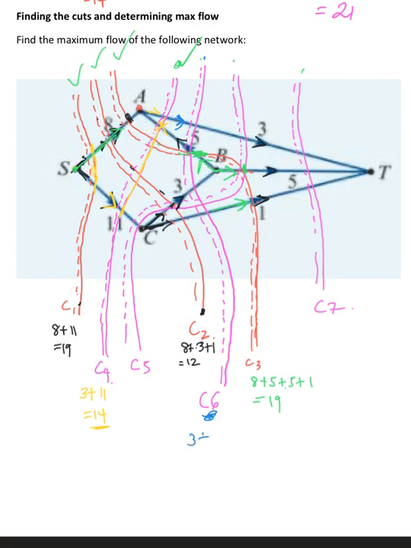So 3 plus. Again, it cuts through B to A. So B to A is going this way. So it's going to hit the unbroken line first, the solid line first. So we don't count that one. That one is not counted.